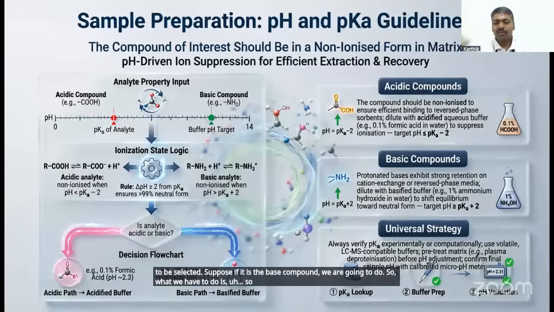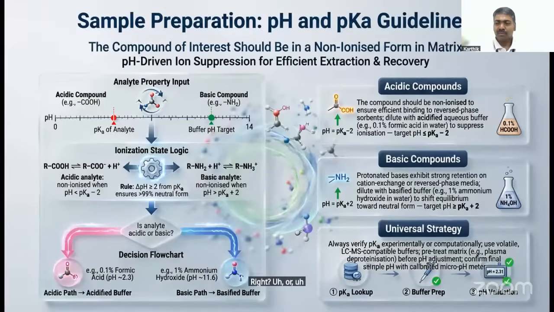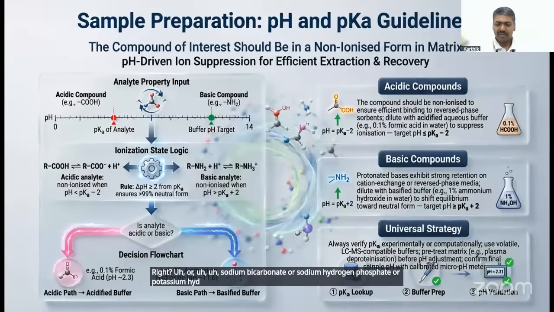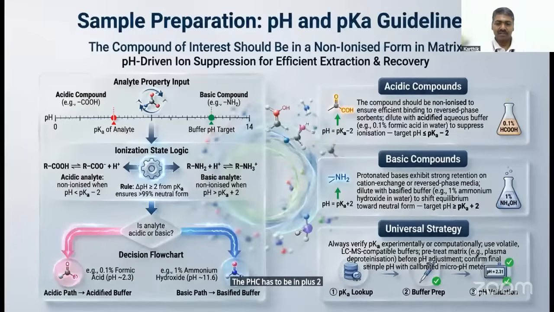Suppose it is a basic compound, then what we have to do is dilute the specified buffer like ammonium hydroxide, sodium hydroxide, or sodium bicarbonate, sodium hydrogen phosphate, or potassium hydrogen phosphate. These are a few buffers that can be used for basic compounds, and we have to make them neutral. So for basic compounds in plasma, the pH has to be adjusted to pKa plus 2 units.